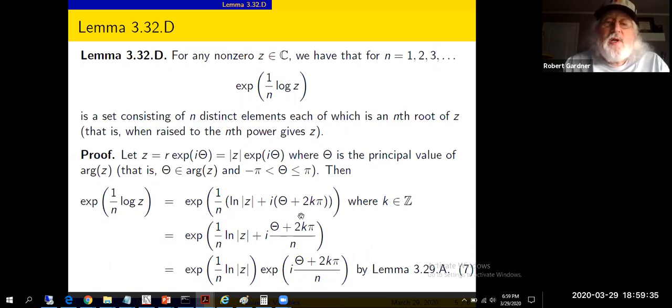Okay, here we're just distributing the 1 over n over both pieces. Properties of exponentials allow us to exponentiate the first part times exponentiating the second part. So we've broken this into the exponential of 1 over n natural log mod z. Everything's real, so this won't be a problem. And then the exponential of this whole collection of angles, whole collection of arguments. So we'll take that, and to establish the claim, we need to take that quantity, raise it to the nth power, and show that we get z out. And also observe that there are n different values here.